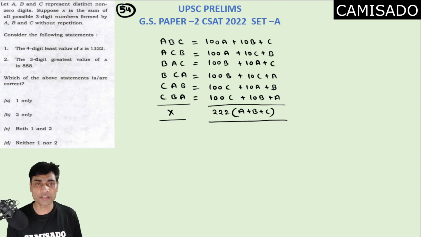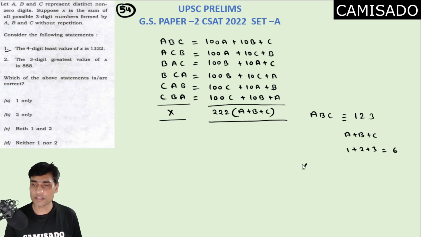Now it is asking in the statement number 1 here, the 4-digit least value of X. Least value of X is possible only when we can take just the least value of ABC. So it will be equivalent to 1, 2, 3 basically. Now when we are taking the least number ABC as 1, 2, 3, the value of sum of digits A plus B plus C is 1 plus 2 plus 3 equals 6, and X will be equal to, in that particular case, 222 into 6, it will come out to be 1332.